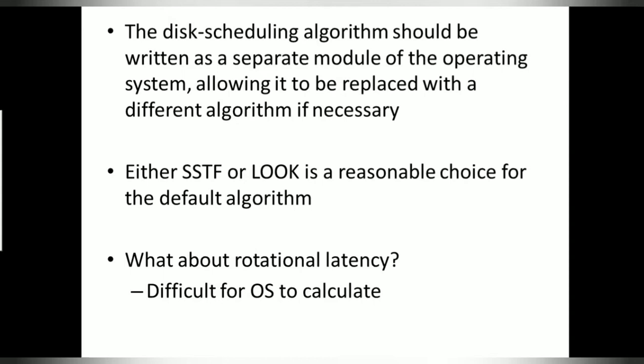And the second thing, rotational latency is manufacturer specific. One manufacturer may have a rotational latency of 2 milliseconds, and another manufacturer may have a rotational latency of 2.5 milliseconds, because it is mechanical and it can be manufacturer specific. That is the reason rotational latency is not considered as a part of your disk scheduling.